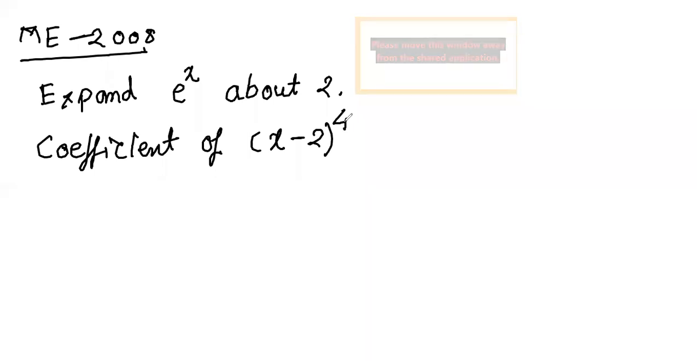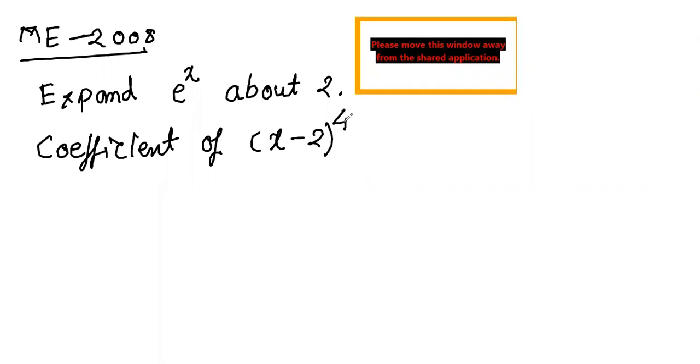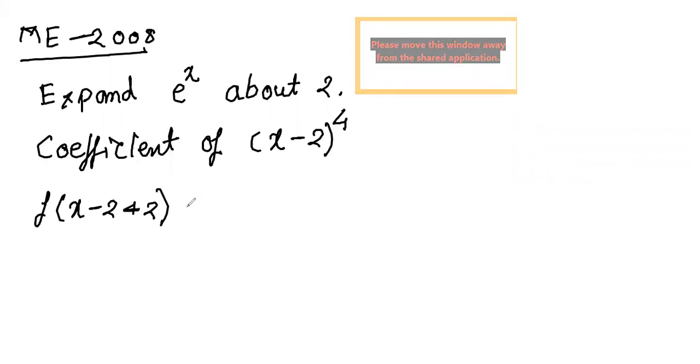So if I expand it by Maclaurin series, that we have seen very easy, e to the power x is 1 plus x plus x square upon 2 factorial plus x to the power 3 upon 3 factorial. That was very easy. But now the function is f of x minus 2 plus 2.